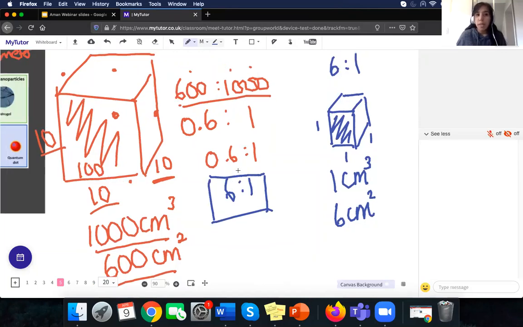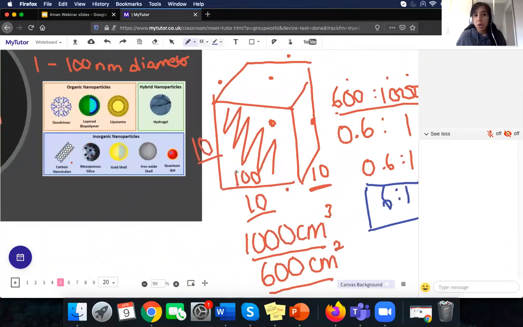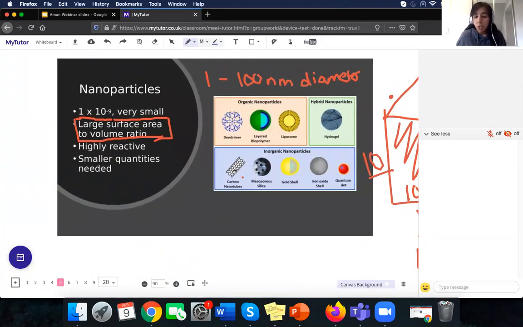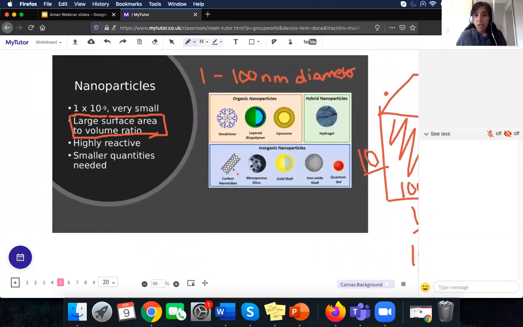But what does that mean in terms of nanoparticles? Well, it means that there are more particles on the surface. Because it has a larger surface area, that means there are more atoms on the surface of a nanoparticle. And what does that mean? It means that they're highly reactive, because if there are more atoms on the surface of our nanoparticle, it means that more can react.